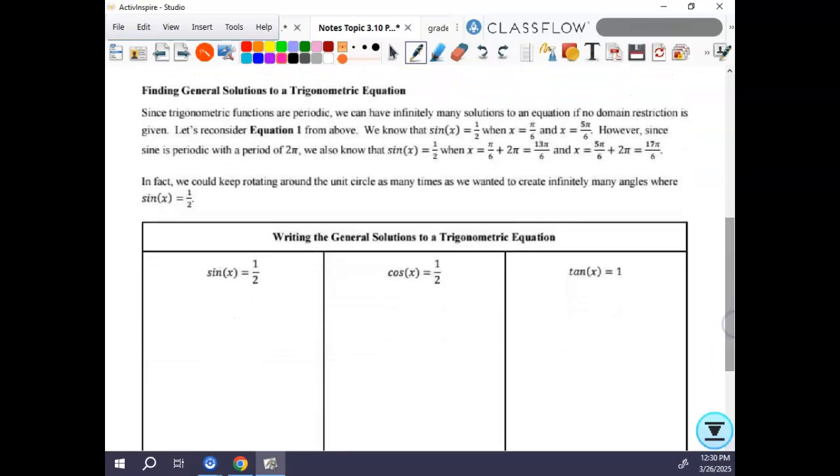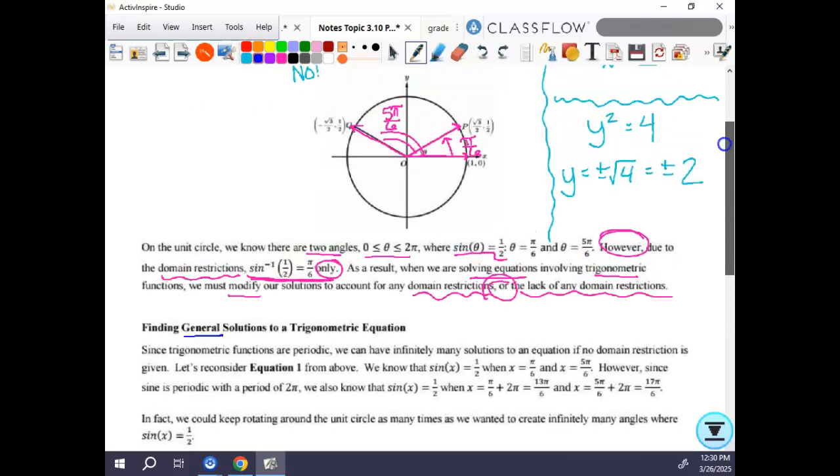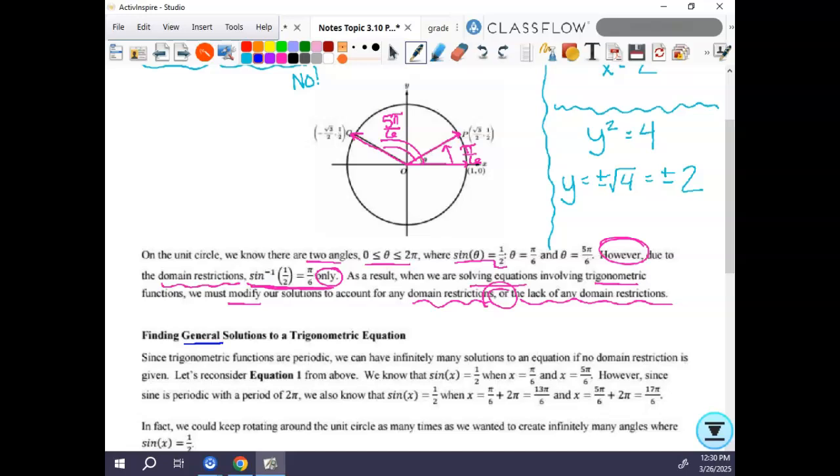All right, so then we're going to be talking about finding general solutions. Let me back up to my picture one more time. I have an angle here at pi/6 and at 5pi/6 that both give me a sine of 1/2. If I keep rotating around and I end up at 13pi/6, then that's also going to give me 1/2. And this one will give me 1/2 again. And I can keep rotating around, and I could even rotate the other way, right? So there's actually an infinite amount of angles that would give me a sine value of 1/2.